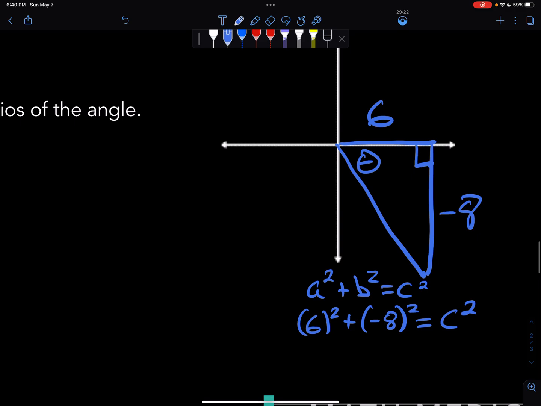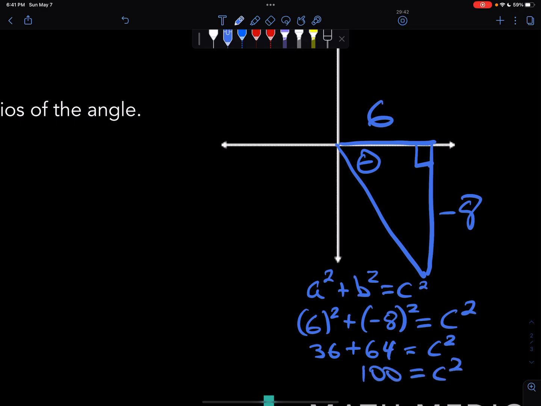So we end up with 6 squared is 36. 8 squared is 64. Well, negative 8 squared is 64, negative 8 times negative 8. Again, do not forget those parentheses. That gives us c squared, that's 100. And then we can just take the square root, and we know that our hypotenuse then is 10.